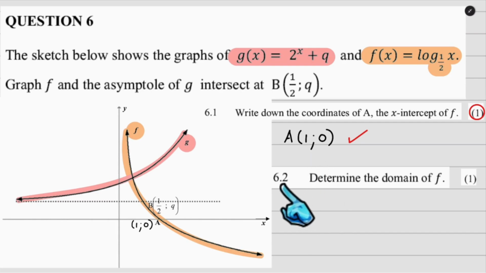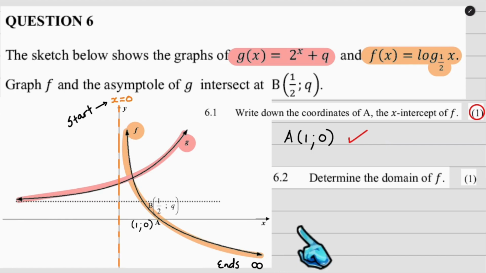Okay, 6.2 asks me to determine the domain of f. F is the orange graph. So it has a sneaky asymptote that isn't indicated on the graph. Its asymptote is actually the y-axis, which doubles up as an x value of 0. So that's where the orange graph starts with its x values, and it goes on forever that way. So how we're going to say that is it starts at 0 and it ends at infinity. And we have to say x is an element of for domain.